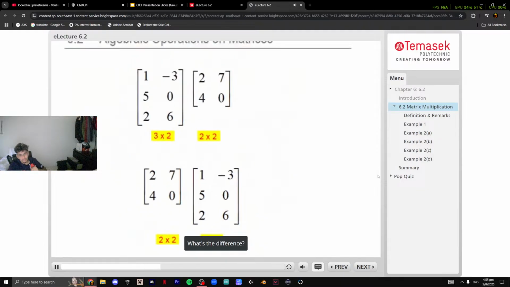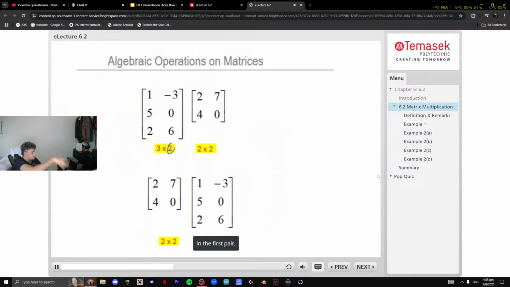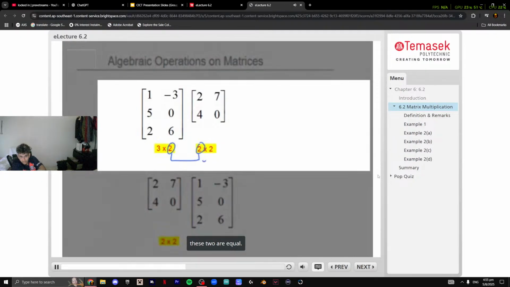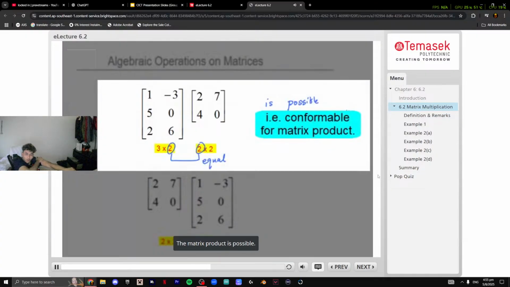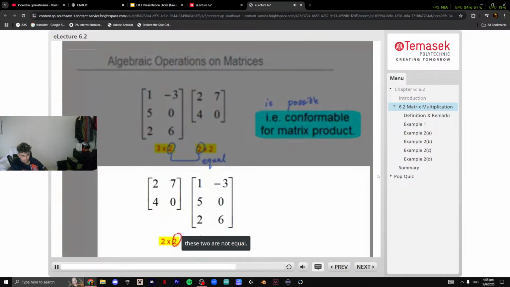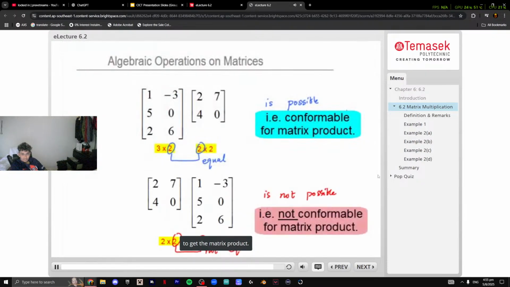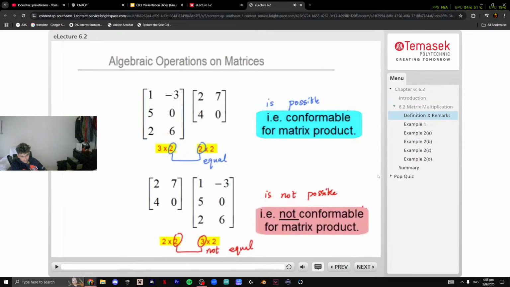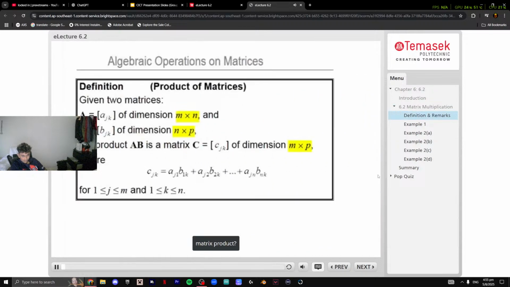What's the difference? In the first pair, these two are equal. The matrix product is possible. In the second pair, these two are not equal. So it is not possible to get a matrix product. So when can we get a matrix product?